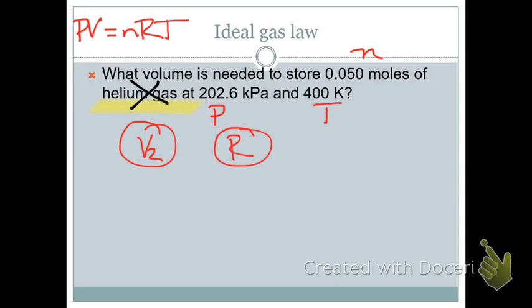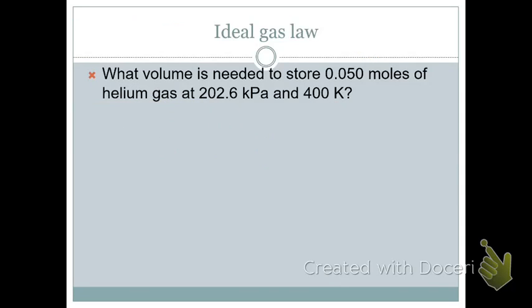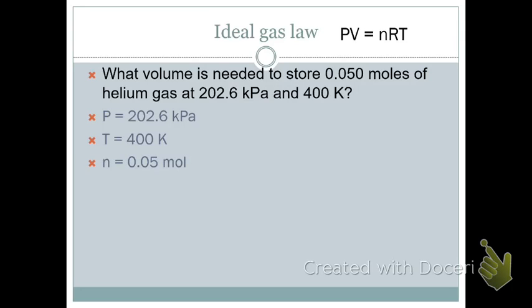Okay? All right, so let's look at all the parameters that we have then. We have our pressure, which is 202.6 kilopascals. We have our temperature, which is 400 K and doesn't need to be converted because it's already in Kelvin. Our moles is 0.05 moles. And we have our R value, since this is dealing with kilopascals. This is the R value for kilopascals.